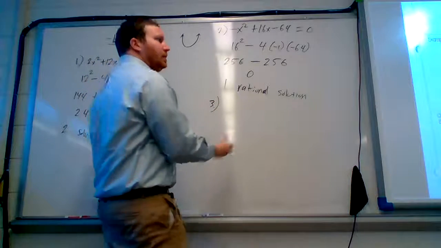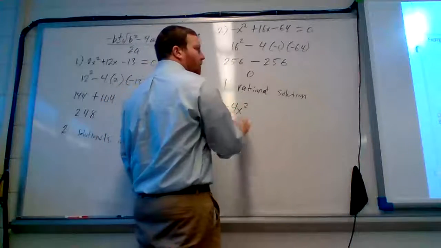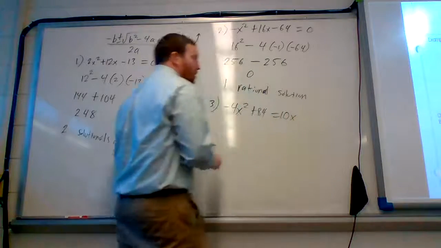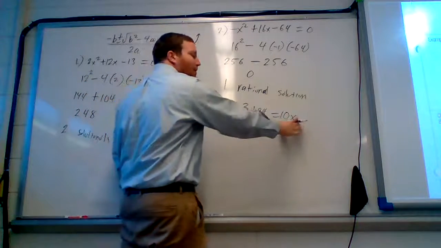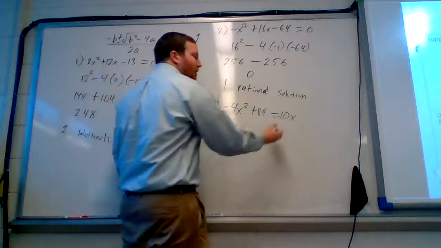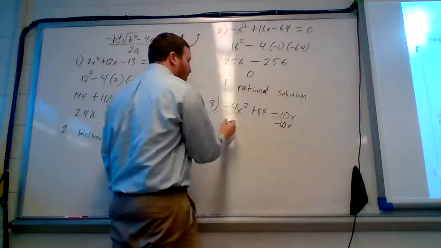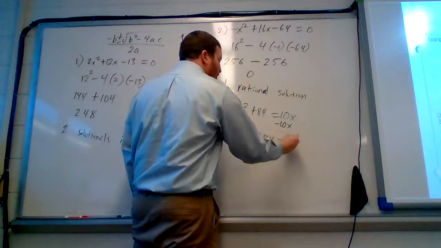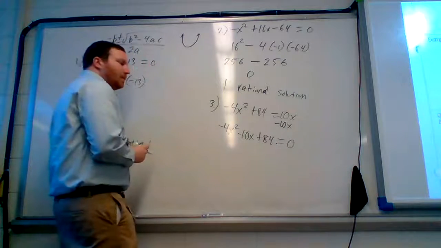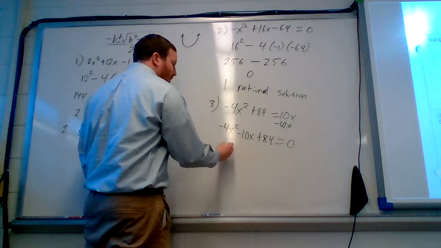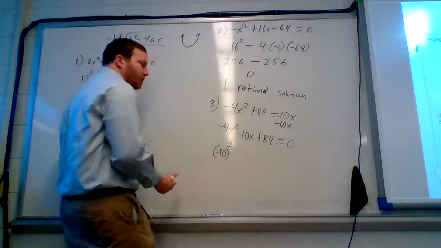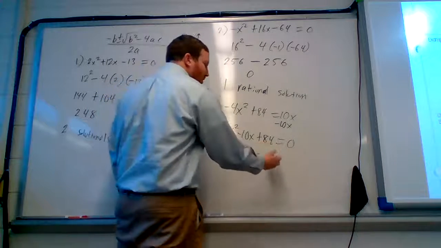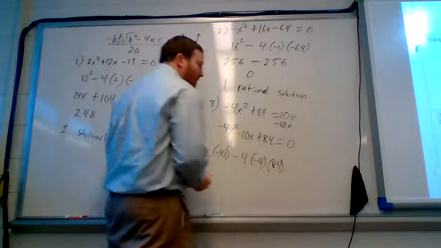Number 3, negative 4x squared plus 84 equals 10x. So the first thing we have to do is set it equal to 0, so we need to move our 10x to the left side. So we subtract 10x over: negative 4x squared minus 10x plus 84 equals 0. So again, b squared, so negative 10 squared minus 4 times our a, which is negative 4, times our c, just positive 84.